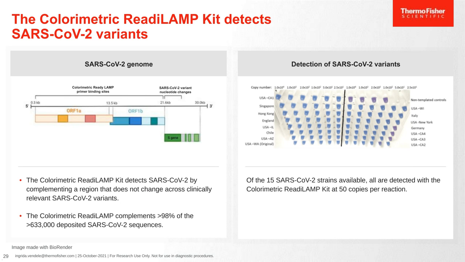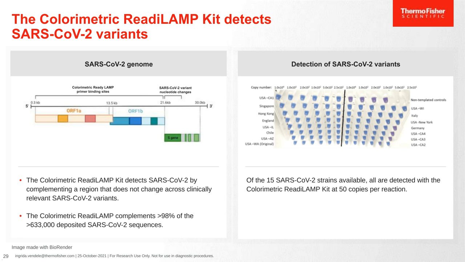One critical question about the colorimetric ReadiLAMP kit is, does the RT-LAMP reaction detect SARS-CoV-2 variants? SARS-CoV-2 variants have a key RNA change in the S gene, but don't have concomitant changes in other regions of the genome. The colorimetric ReadiLAMP primers don't target the S gene and therefore should capture all viral variants of concern.